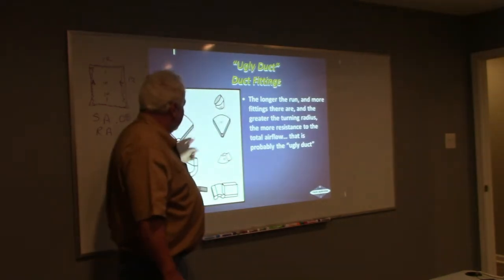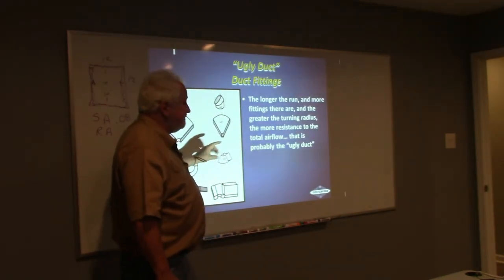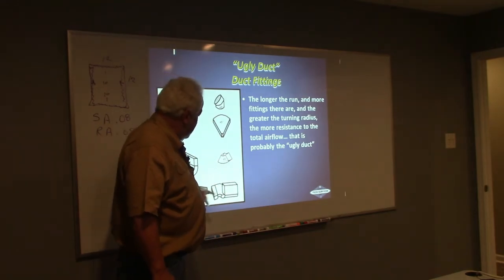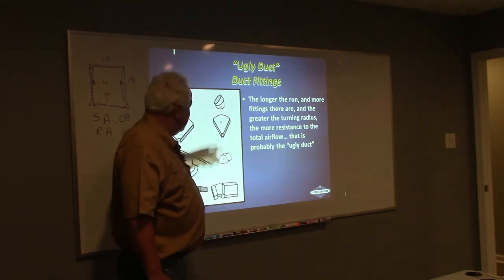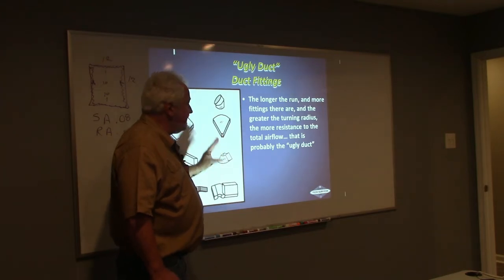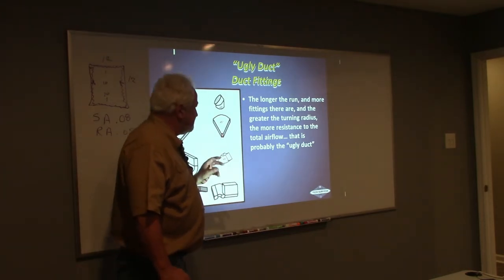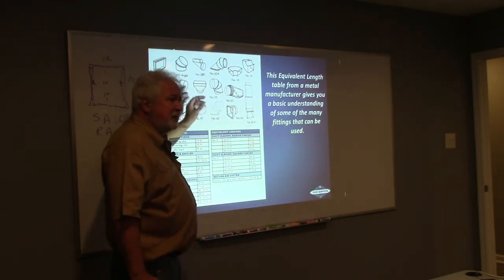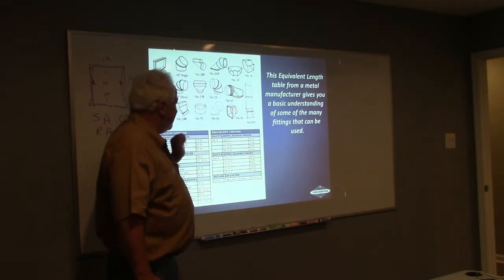All of these fittings will have some resistance that we have to deal with. Would you think this would be harder to blow through than this one? Yeah. Okay. So every one of these has a number assigned to it for that ugly duct, and here are those numbers. You'll find this in Manual D, which lets you assign these to find the total effective length of something.